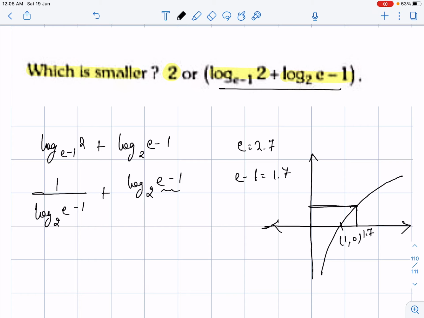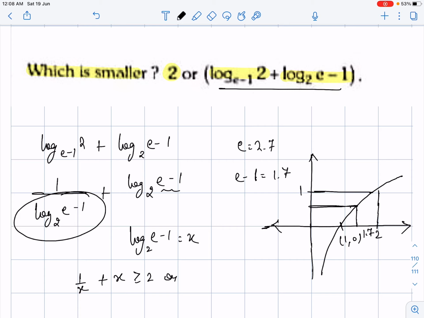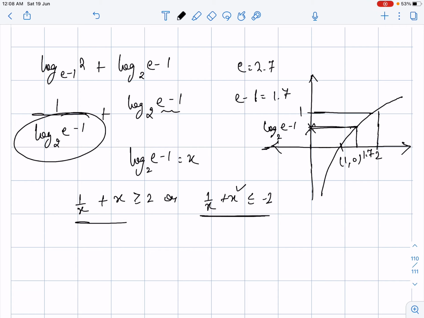Had it been 2, log of 2 base 2 would have become 1 over here. So guys, the most important thing to concentrate on is, let us assume log of e minus 1 base 2 is equal to x. So 1 upon x plus x will be greater than or equal to 2, or 1 upon x plus x will be less than or equal to minus 2. It will be less than or equal to minus 2 if x is a negative quantity. But guys, x is not a negative quantity. This is the value of log of e minus 1 base 2, which is a positive quantity. So if x is positive, x plus 1 by x should be greater than or equal to 2.